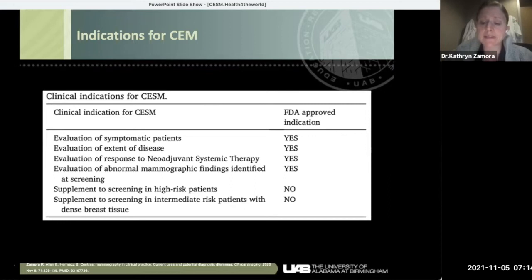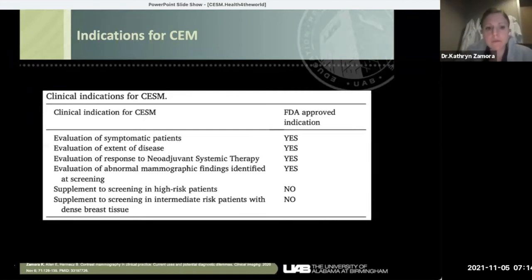It's approved for extent of disease in those that have known breast malignancy, where we want to find out the extent of disease prior to initiating therapy. It is also approved in the evaluation for response to neoadjuvant systemic therapy. So there are certain patients that have breast cancer that start neoadjuvant therapy prior to breast surgery or definitive surgical therapy. These patients, we like to image before and after therapy. The next subset of patients are abnormal mammographic findings identified at screening. So we call these callbacks.